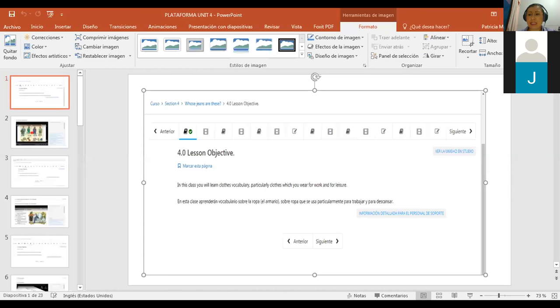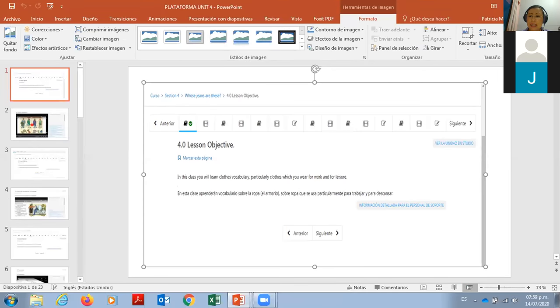So today, as I said yesterday, we are going to continue with section number 4. I'm going to introduce what I have regarding the platform so that you can see what we are working on. Can you watch my screen? ¿Pueden ver mi pantalla? Yes. Okay, perfect. So for today, we are going to start with the 4.0 lesson objective.